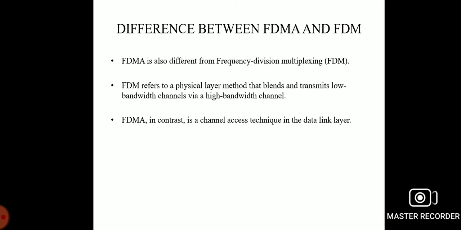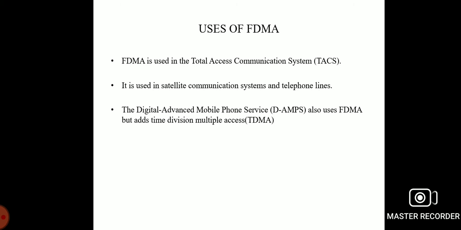Now, what are the uses of FDMA? FDMA is used in the total access communication system. It is used in satellite communication systems and telephone lines, and digital advanced mobile phone services also use FDMA but add time division multiple access.